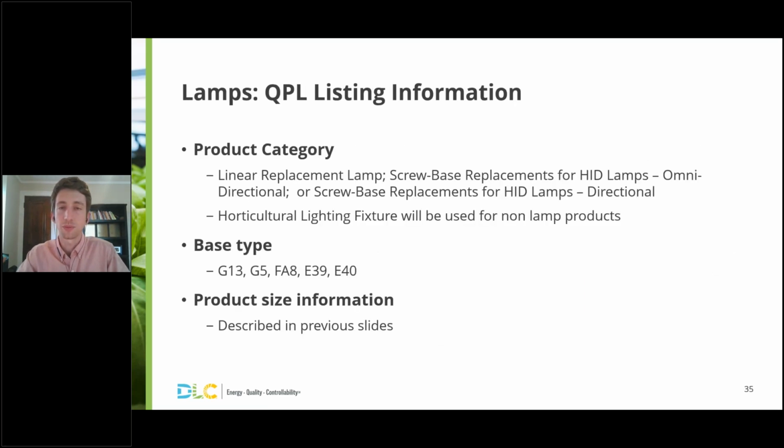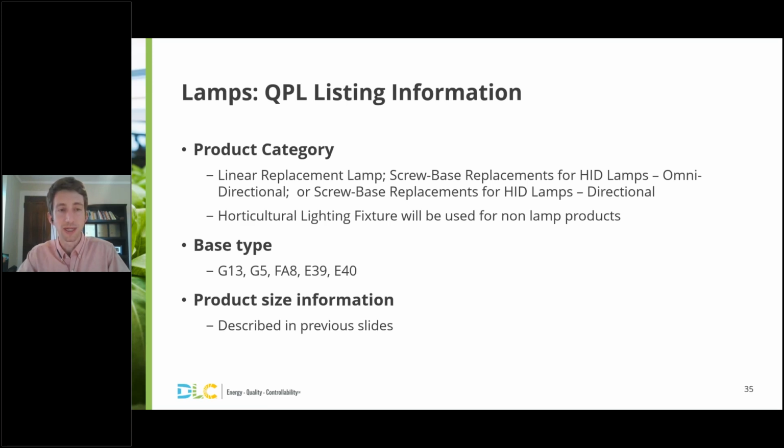In terms of the QPL listing, there's a new property that will be listed on the QPL called category. That will indicate whether the product on the QPL is a horticultural lighting fixture or a lamp. If it is a lamp, it'll indicate which type: whether it's a linear replacement lamp or a screw-based replacement for HID, being omnidirectional, where the light exits the lamp in all directions, or a directional lamp where the light is primarily going out of one plane of the lamp.